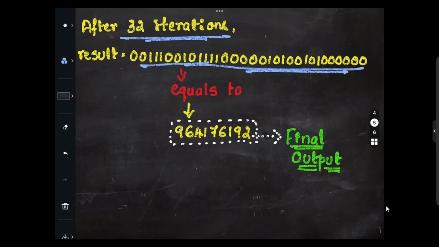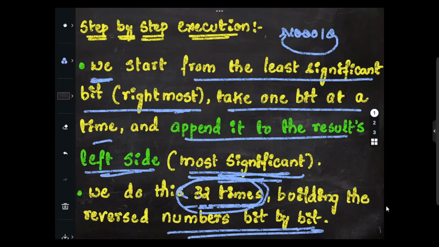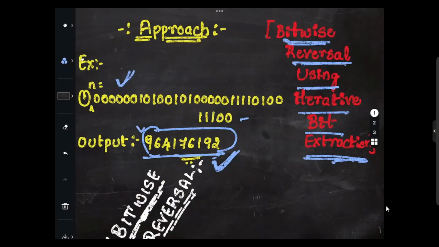Which is equivalent to 964176192. The output that we got here after 32 iterations, I cannot show all the 32 iterations. I have shown the first 2 iterations; we have to go with the same thing. After 32 iterations, we get this output, which is equivalent to the integer 964176192 when we convert the binary format to an unsigned integer. That is equivalent to the output they have given for example 1 in the question.